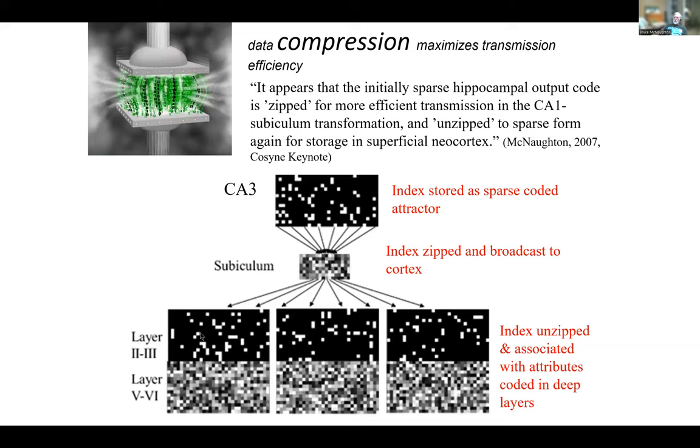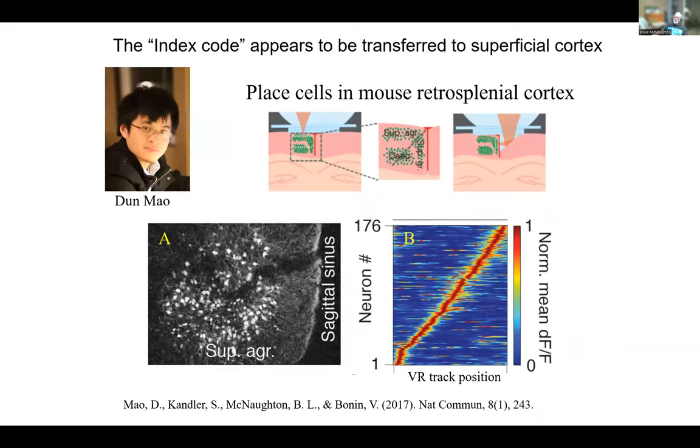But if you do want to store it, then you're going to have to unpack this, and that unpacking could occur in the superficial layer of the cortex. And hypothetically, this is still under exploration, it could be that the actual data or the attributes are stored in the deeper layers. And now I'm having a senior moment.